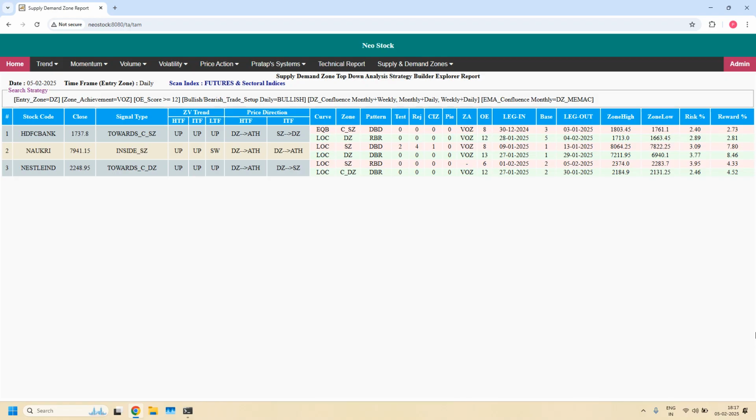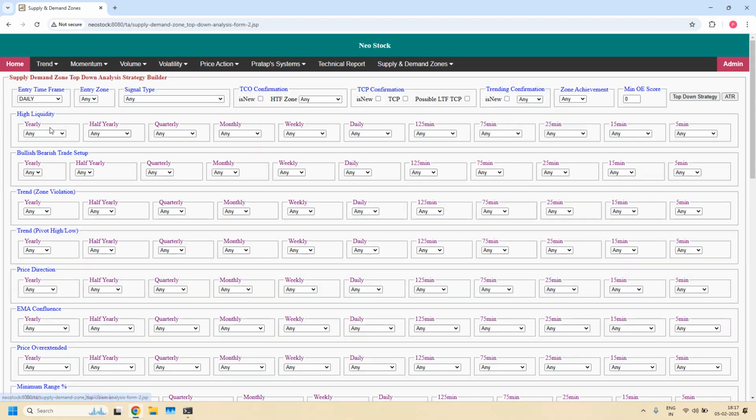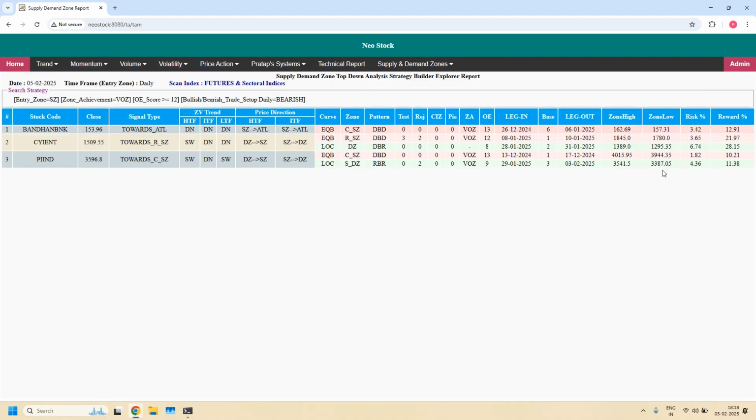Okay, this is about bullish trade setup, monthly income trade. Next, bearish trade setup, monthly income trade, entry time frame daily, entry zone, supply zone. In bullish or bearish trade setup at entry time frame daily, I am selecting bearish, and zone achievement, violated opposing zone, minimum odd enhancer score should be 12. Both the filters are applied to daily supply zone. Now we got 3 stocks.